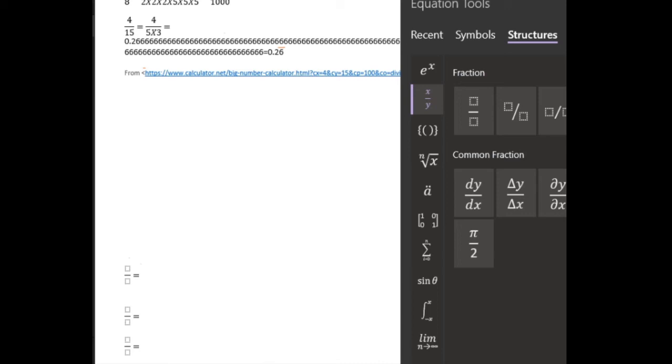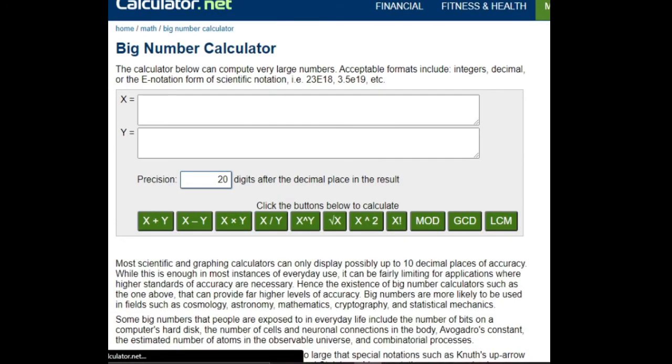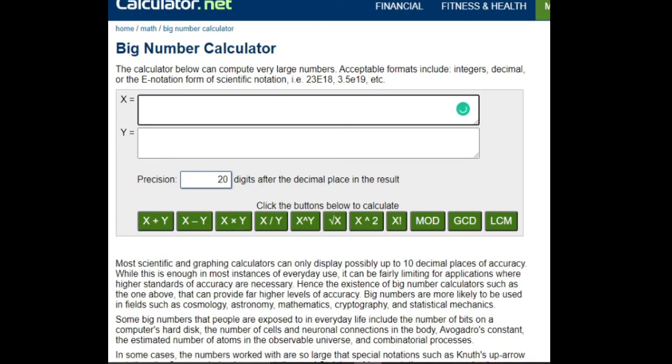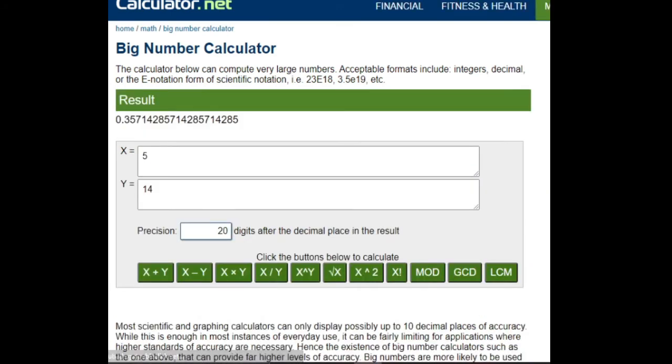Okay, so I'll give you some fractions to convert into decimals. You have to choose the repeating digit, the repeating string, and put a bar over it. Let's discuss a few more examples here. Let's take 5 over 14. Okay, and let's check the decimal expansion for this.